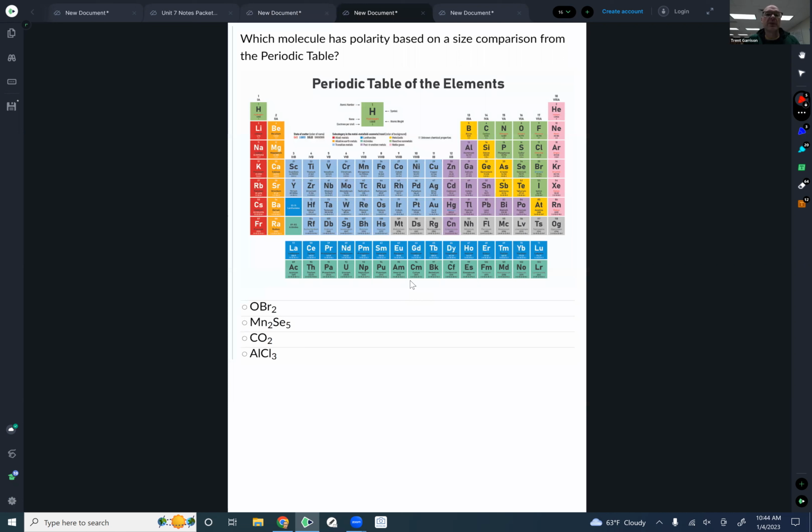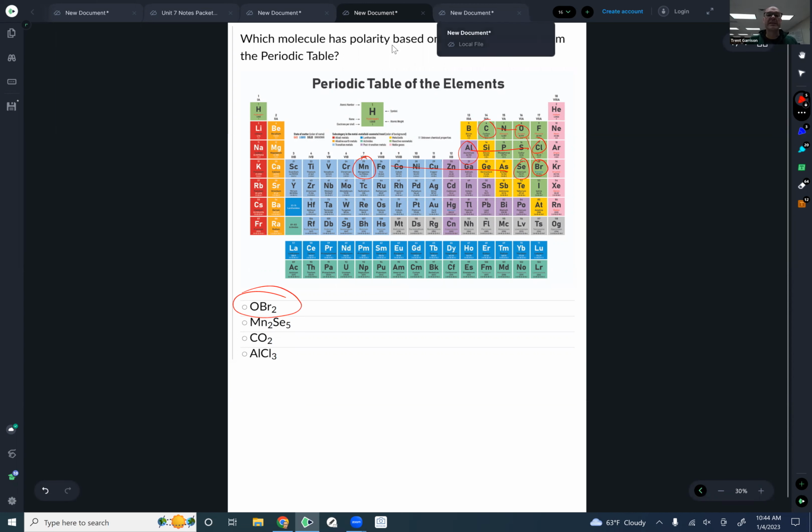Now we are at number 11. Which molecule has polarity based on a size comparison from the periodic table? So if we have O-Br, that's quite the size distance. They are on different energy levels. Mn and Se on the same energy level. C-O on the same energy level, and Al, Cl all on the same energy level. The only one that has a difference in their energy levels is O-Br. That's where we're going to see the greatest polarity difference based on size.